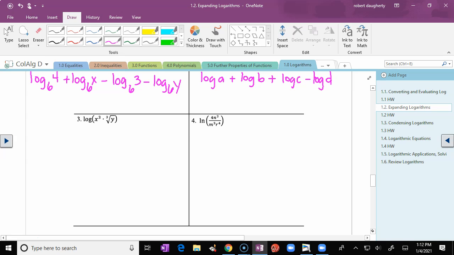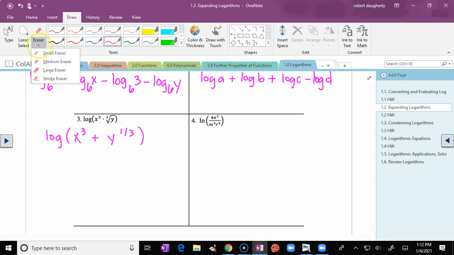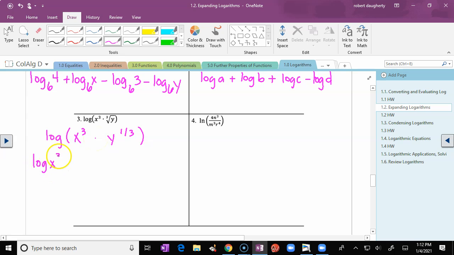Looking at the next one, this is the log of x cubed times y to the 1/3. And that is not added, that is a multiplication. So I'm going to use the product rule. This is the log of x cubed plus the log of y to the 1/3. Now you use the power rule. This is 3 log of x plus 1/3 log of y.